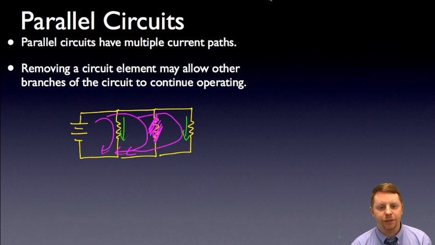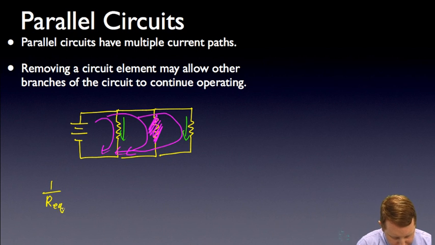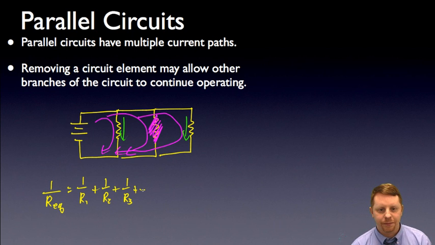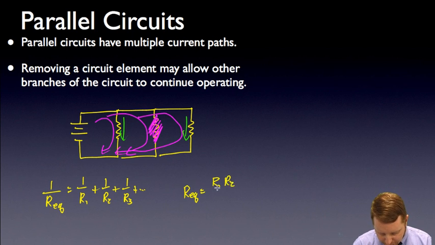Now, just like we did with series circuits, at times it's useful to replace resistors that are in parallel with an equivalent resistance. The equivalent resistance for resistors in parallel can be found by taking 1 over the equivalent resistance is equal to 1 over R1 plus 1 over R2 plus 1 over R3, and so on for as many resistors as you happen to have. And a nice little shortcut, if you only have 2 resistors in parallel, then R equivalent is equal to R1 times R2 over R1 plus R2. Can save you a little bit of time.